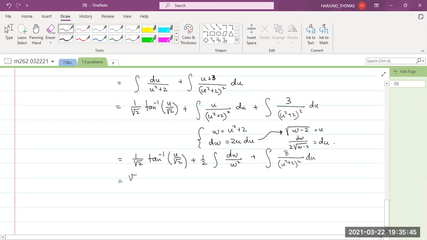So I get radical 2 over 2 tangent inverse of u radical 2 over 2, plus actually it becomes minus 1/2 times 1 over 2w. Okay, plus now that one. How to integrate this? It seems like I have no other way though. It seems like I need to use that, 3 dw over 2w squared square root of w minus 2.